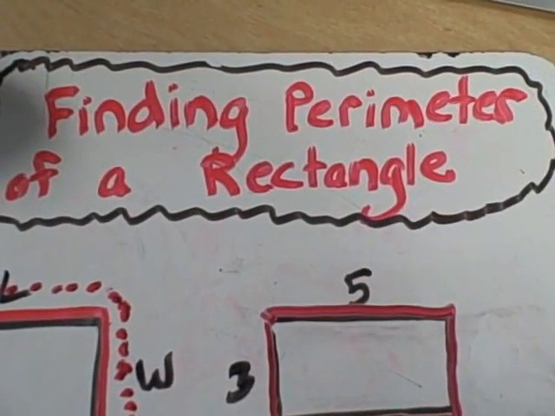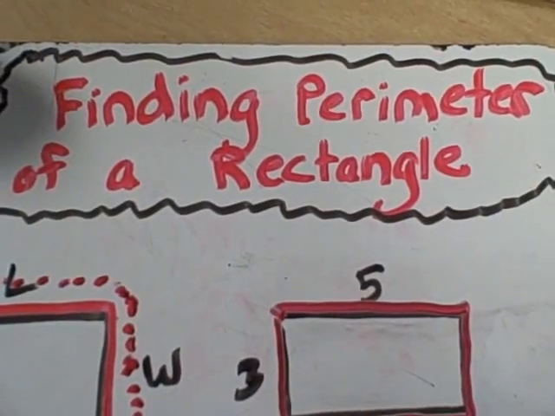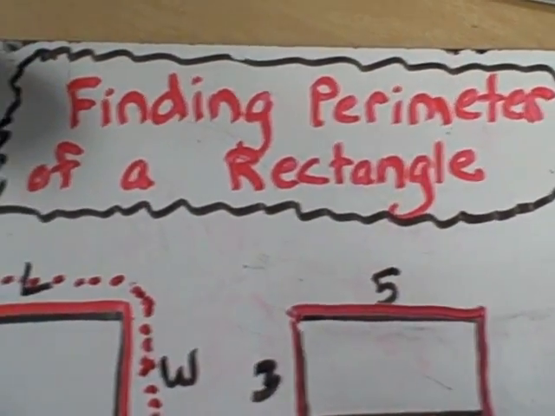So today we're going to find the perimeter of a rectangle. And I'm going to teach you a specific strategy called the times 2 trick to find the perimeter and even to find a missing side length. So what is perimeter? If you have a rectangle, perimeter is the distance around that rectangle.